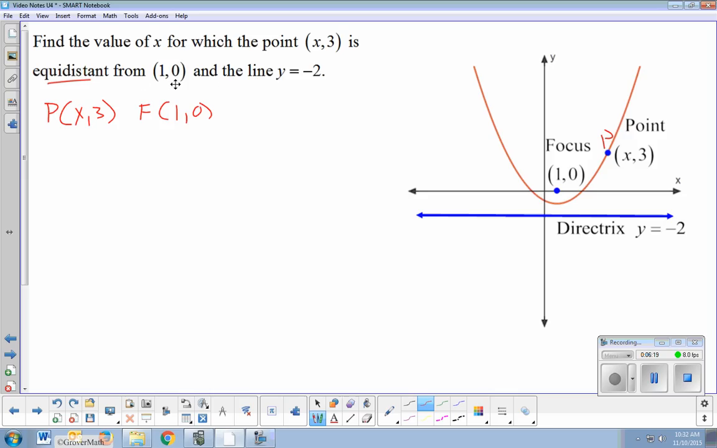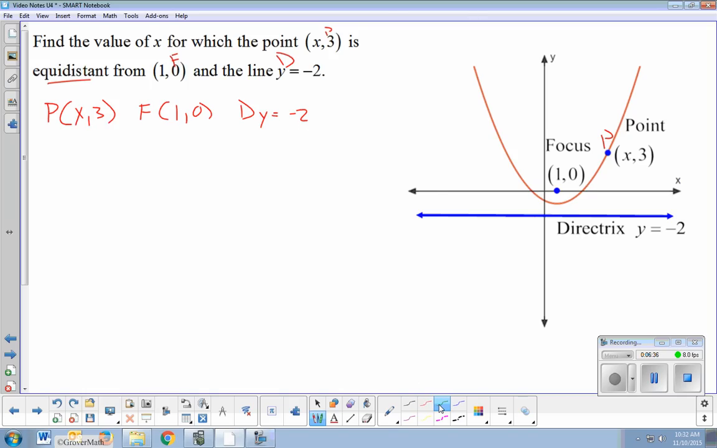These are your focus and directrix. So the focus is (1, 0), and the directrix is y equals -2. So write that too: D, y equals -2. So always state what the point is that you're working with, what the focus is, and what the directrix is.